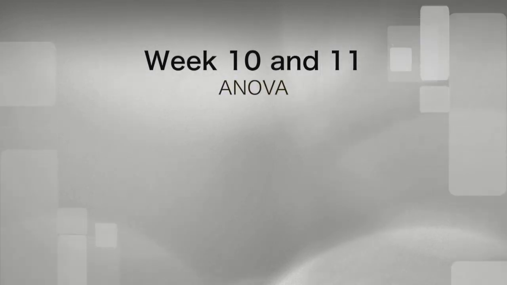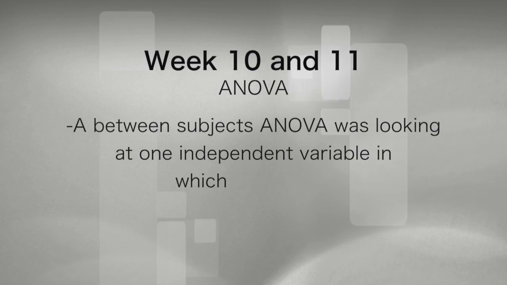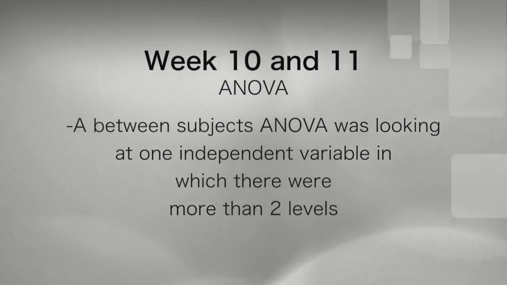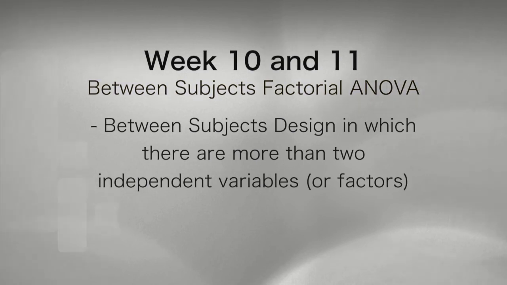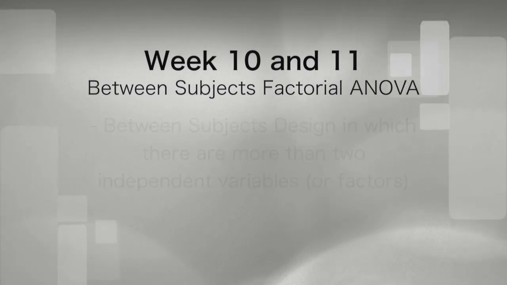Then in week 10 and 11, what we're going to be doing is shifting our focus of attention to the ANOVA family of statistics. Now, if you remember, you probably did a between subjects ANOVA, which was looking at one independent variable, where that one independent variable has more than two levels. Now, the next level of complexity in the ANOVA family is the between subjects factorial ANOVA. So this is when we're looking at a between subjects design in which there are two or more independent variables or factors. And this is the focus of week 10 and week 11.